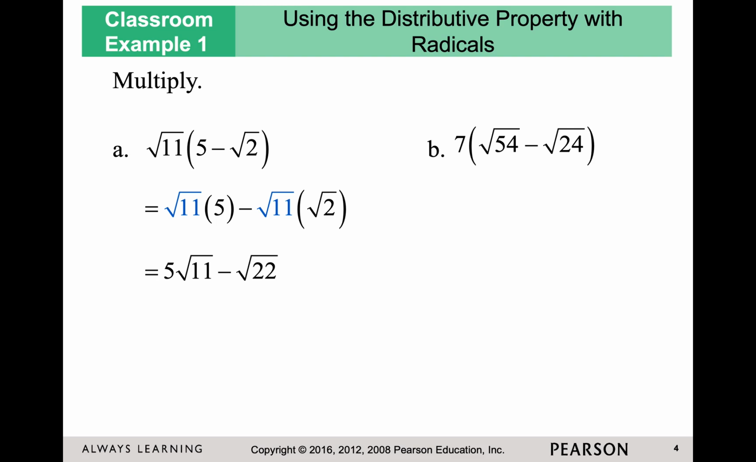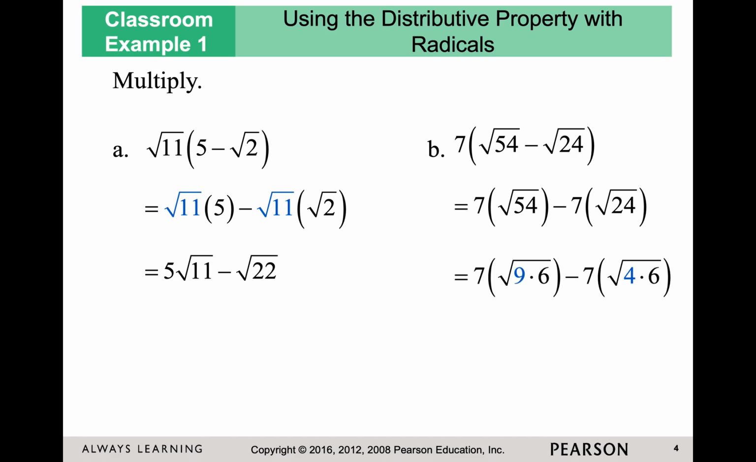Then I look at that and I say, okay, is there anything I can do to simplify? Is 11 or 22 divisible by a perfect square? And they're not, so we're done. In part B, we're distributing a number into a radical expression, which means it cannot be simplified any further. To be able to simplify something, if I did the square root of 49 times the square root of 54, that would be making things more difficult.